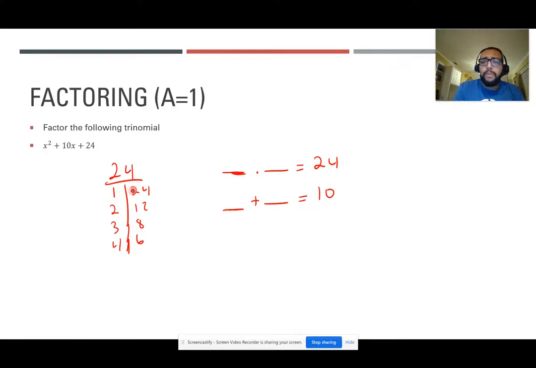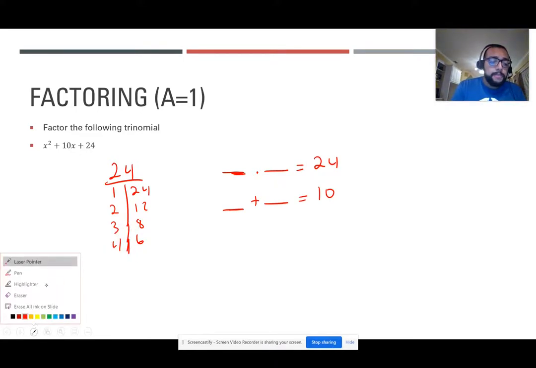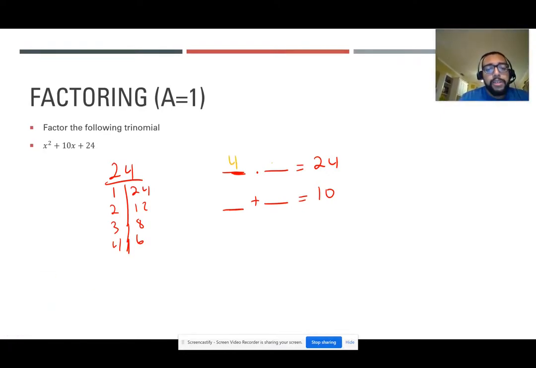Well, 1 plus 24 is 25. 2 plus 12 is 14. 3 plus 8 is 11, which is close. But 4 plus 6... if I was to say 4 times 6, that would be 24, and 4 plus 6 would be 10 as well. Looks like a positive 4 and a positive 6 will fit my criteria. So I'll just write it out right here.